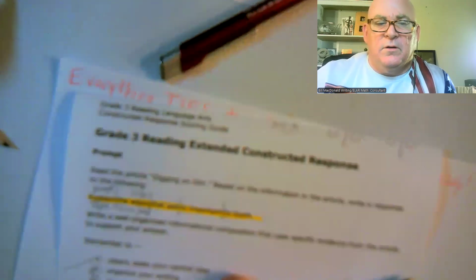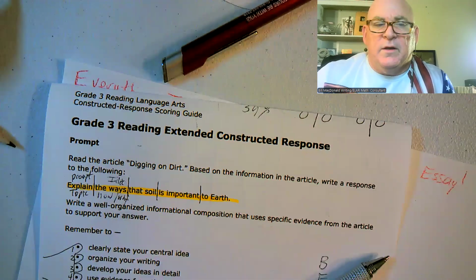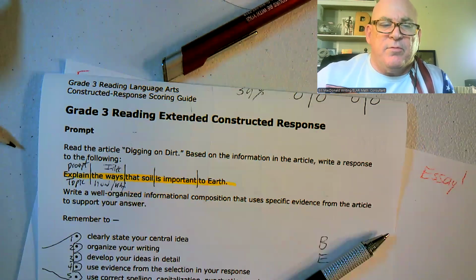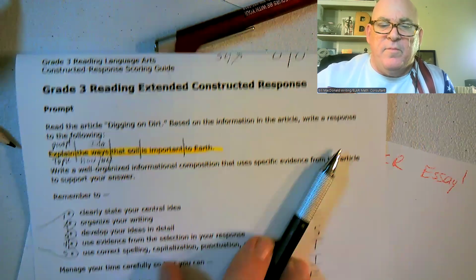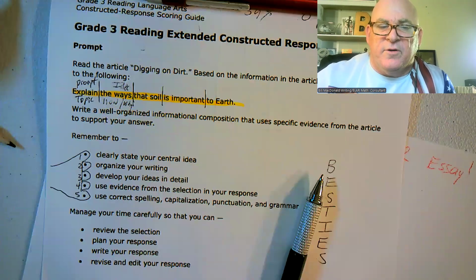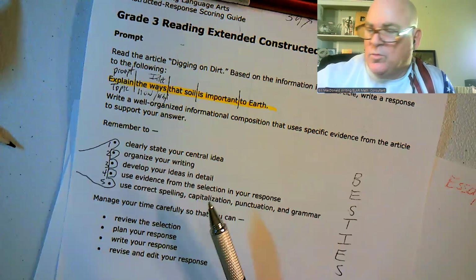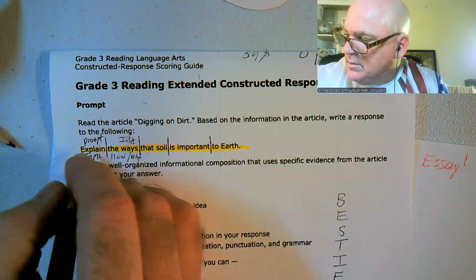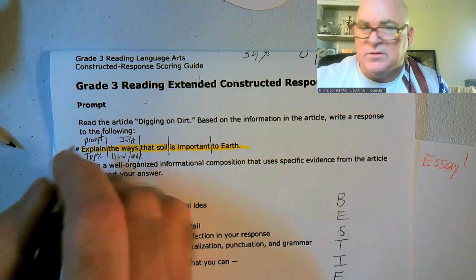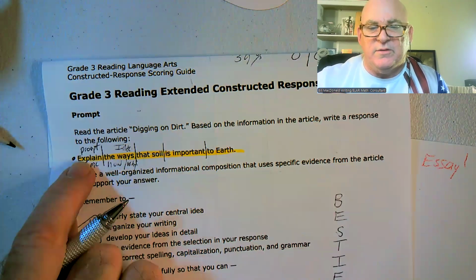So let me share my screen with you using my advanced document camera here. And so this was the third grade prompt. And remember, besties, look for the 9 bullets. There they are. The 10th one, you might teach your students this year, is going to be wherever the word explain is.